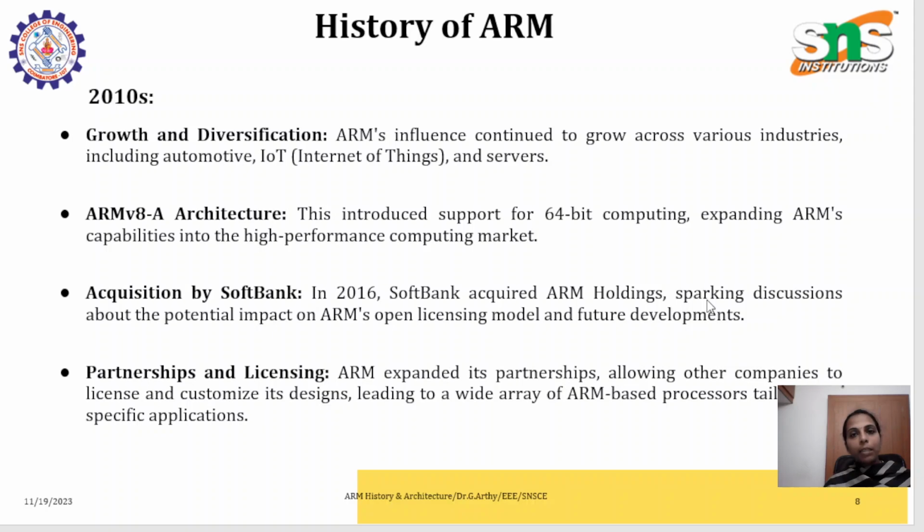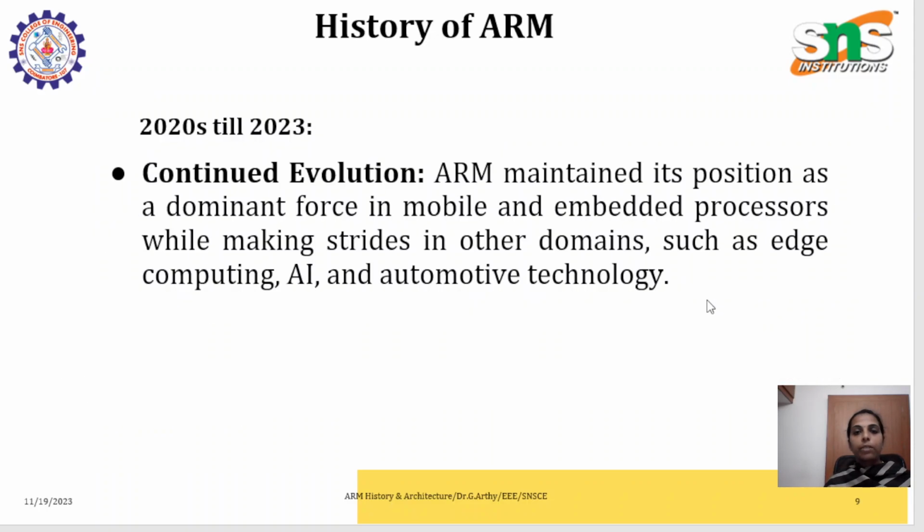Then they started partnering and licensing their architectures to different companies. At last, the evolution continues, and ARM has maintained its position as a dominant force in mobile and embedded processors while making strides in other domains also. Now they are into AI as well.